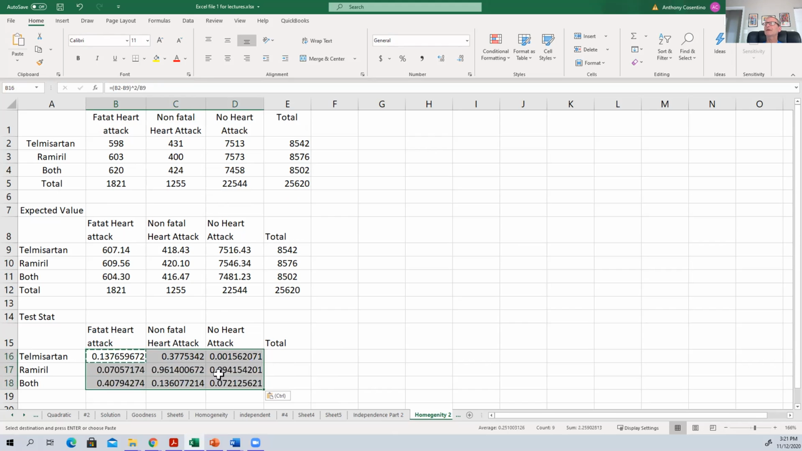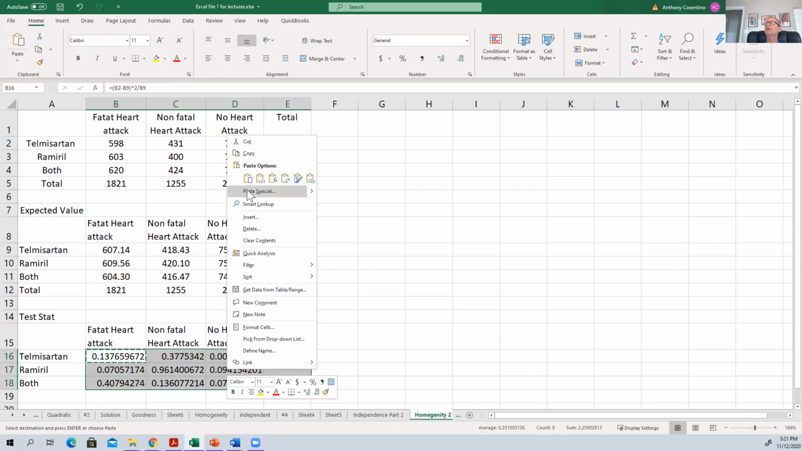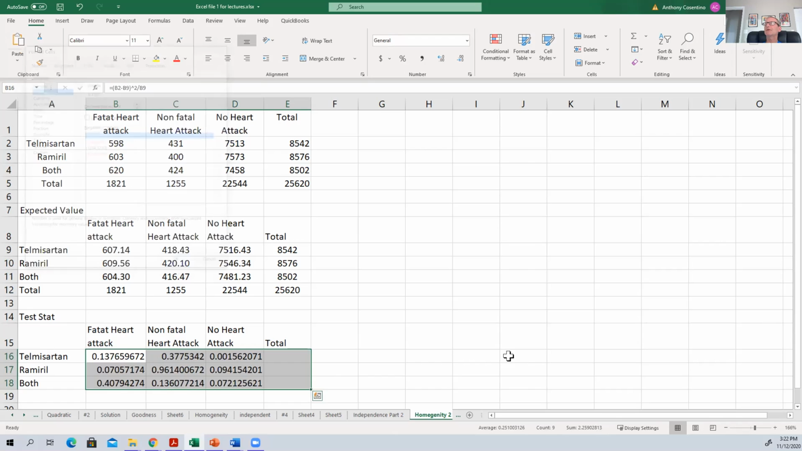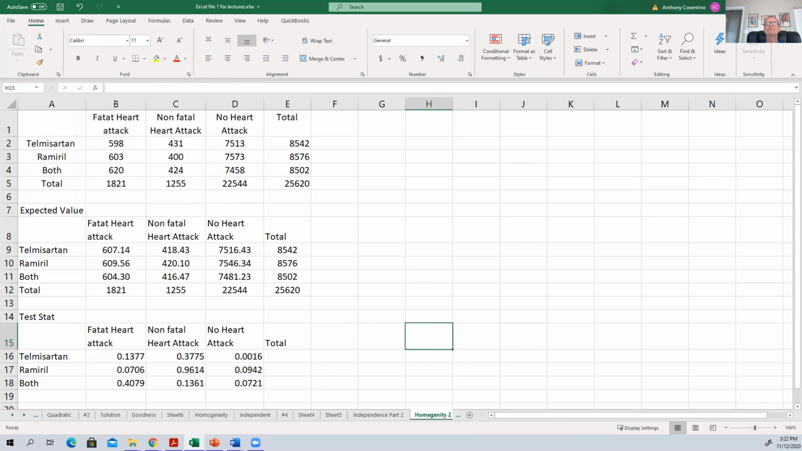And so let me clean this up a little bit. And let's say we'll have 4 decimal points. So let me hit format and number, and let's do 4 decimals. Clean it up a little bit. There we go. So I cleaned it up a little.